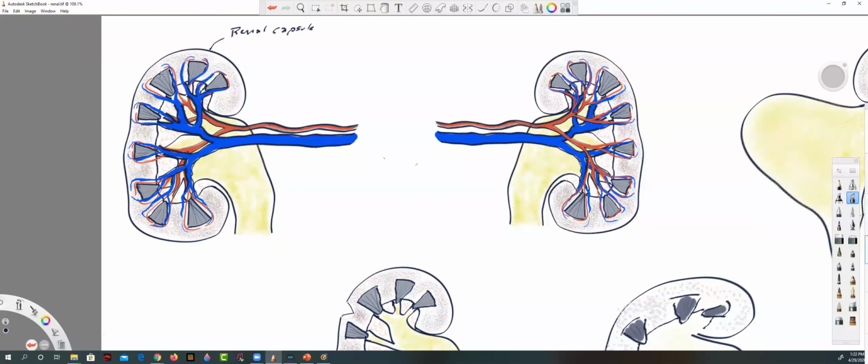We already mentioned this the other day. That's the medullary pyramid here. And this is the base of the pyramid. Even though it's upside down, it's still the base of the pyramid there. Between the base of the pyramid and the capsule, that is the cortex.